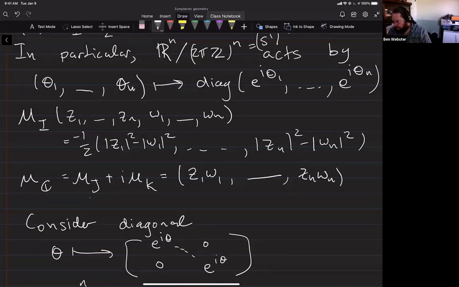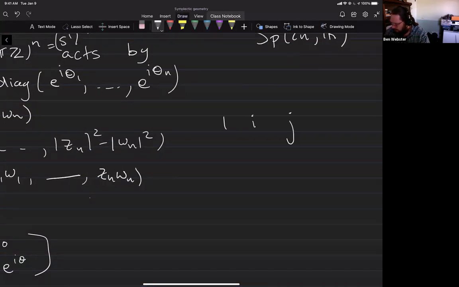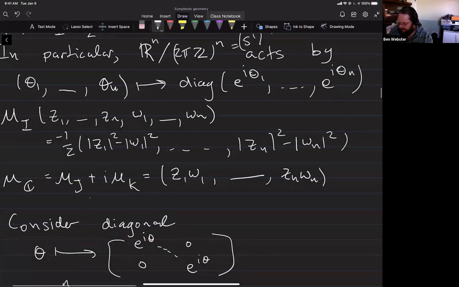But now, this e^(i theta), when I look at this acting on the quaternions, I have three basis vectors. And so this acts on this copy of C in the usual way, by e^(i theta), but you can check that on this copy of C, it acts by e to the minus i theta. It rotates this copy the other direction. And that's basically because it's the dual representation. Because it's going in the opposite direction, the coordinates go the other way. So I have this minus sign here.